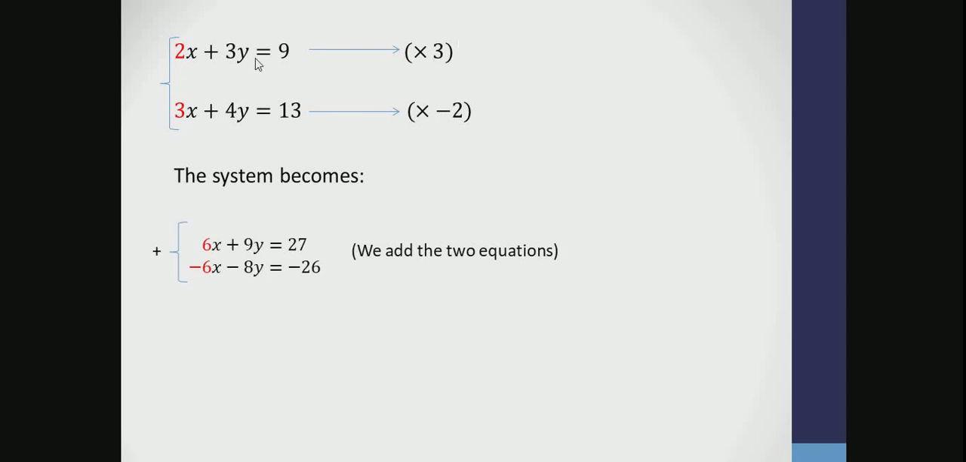if I multiply by 3, I multiply each and every value in the equation. So 2x I multiplied by 3, 3y and 9. Do not forget these ones. Also the same thing in the second. And now we add them.